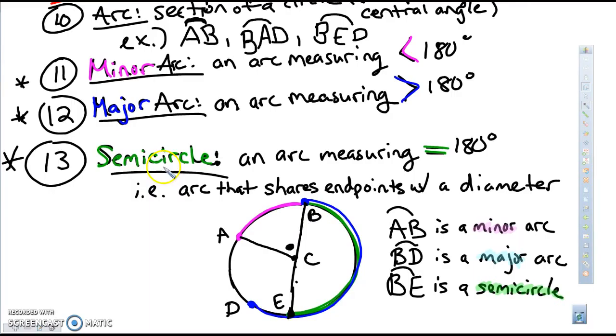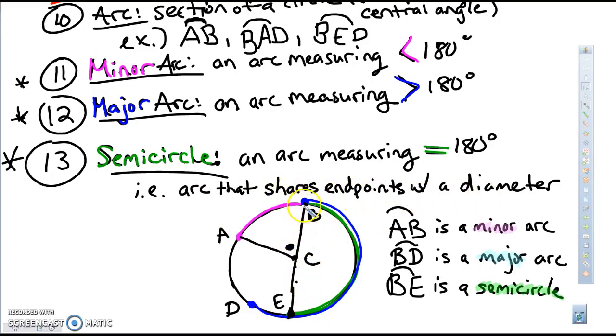Alright, so then a semicircle is another special example of an arc, and that is going to be an arc that measures exactly 180 degrees. And so the name is pretty intuitive as well. You've heard the word semicircle before. It's just half of a circle. Well, now you know that half of a circle has an arc measure of 180 degrees. So, in other words, a semicircle is an arc that shares endpoints with a diameter.